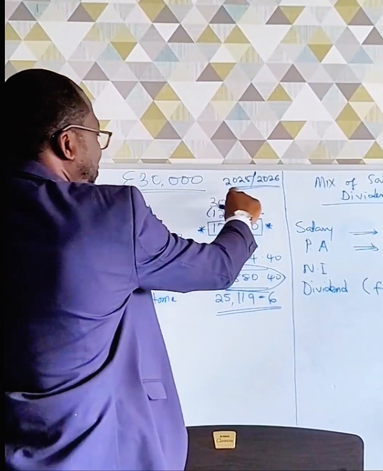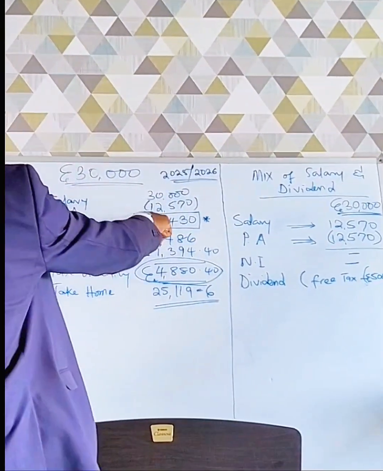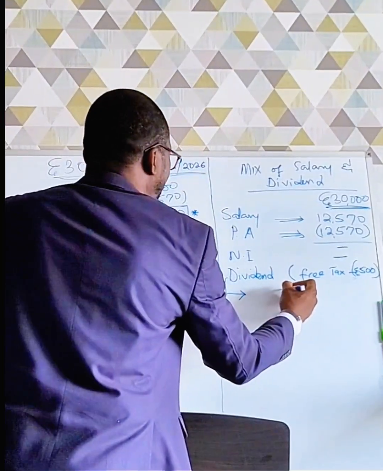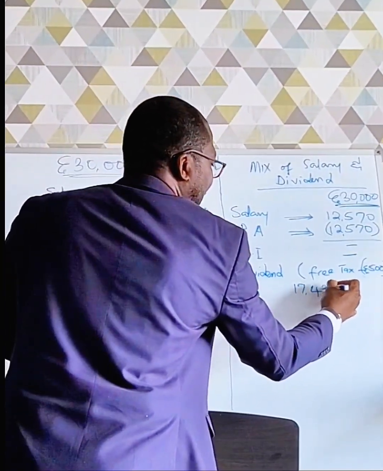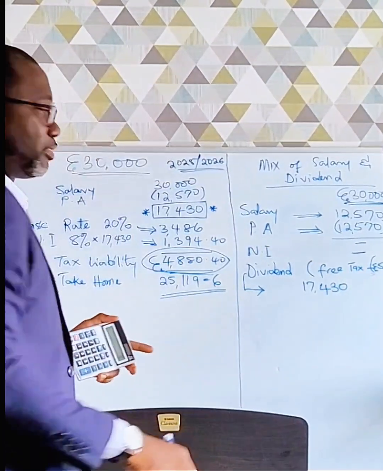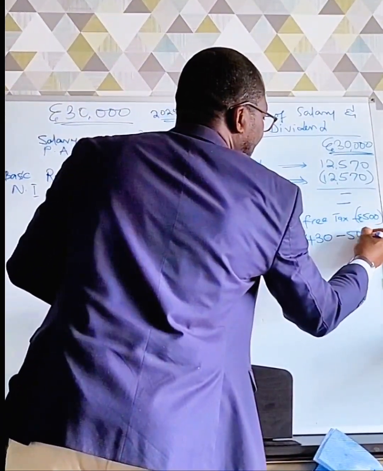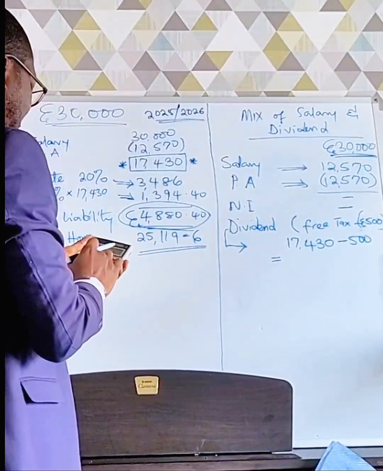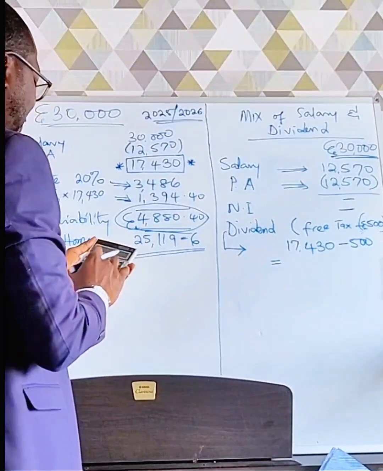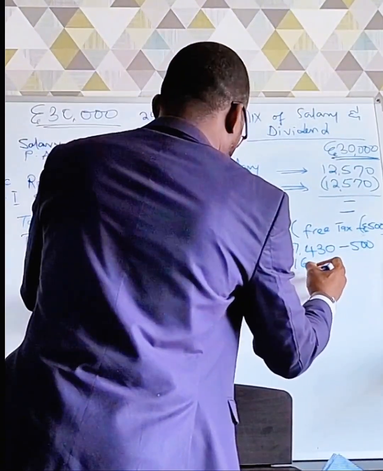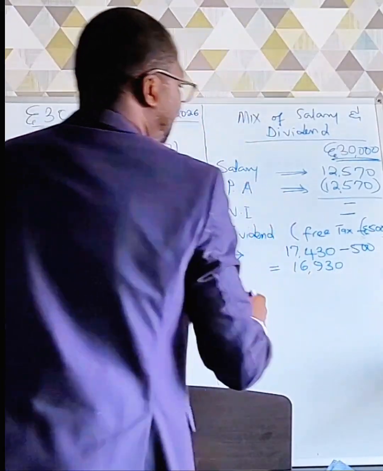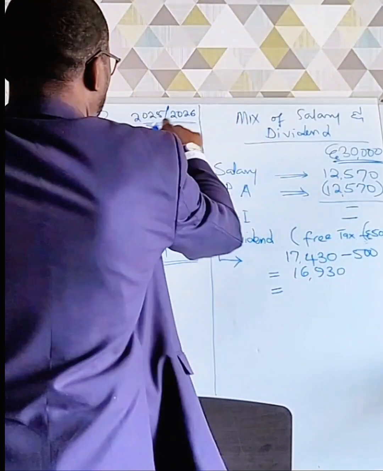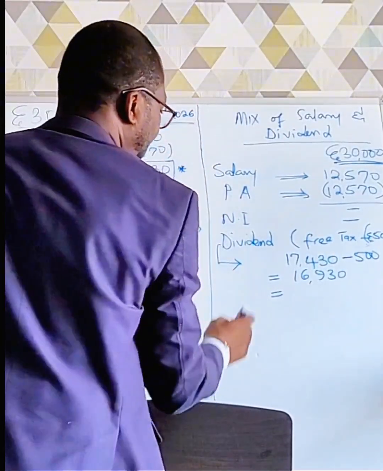So that's why I'm saying you should bring this one. It's the same thing that I need to write here. Your total income is 30 minus this. So we'll bring this one down for the dividend calculation. So that will be 17,430, right? Factor in this, which is minus 500. Let me quickly do that, I don't want to make a mistake. Minus 500, so you have 16,930.